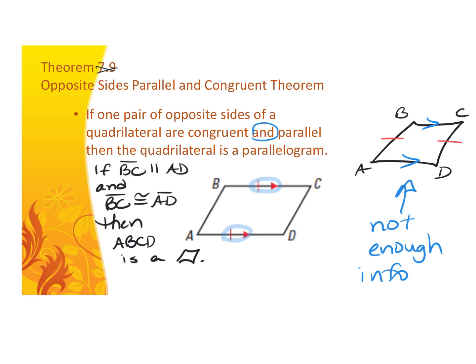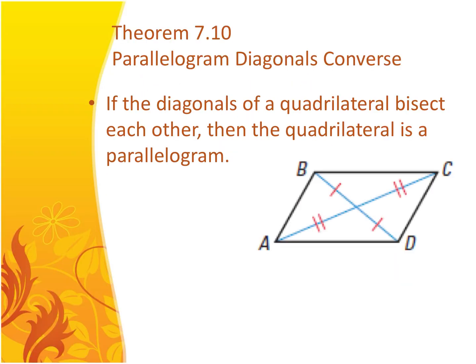And then one more converse coming up. So yesterday we learned that if a quadrilateral is a parallelogram, then the diagonals bisect each other. Now we have this in reverse, the converse. So if the diagonals of a quadrilateral bisect each other, then the quadrilateral is a parallelogram. And this is the converse of the parallelogram diagonals theorem. This is our fourth way of proving that a quadrilateral is a parallelogram.